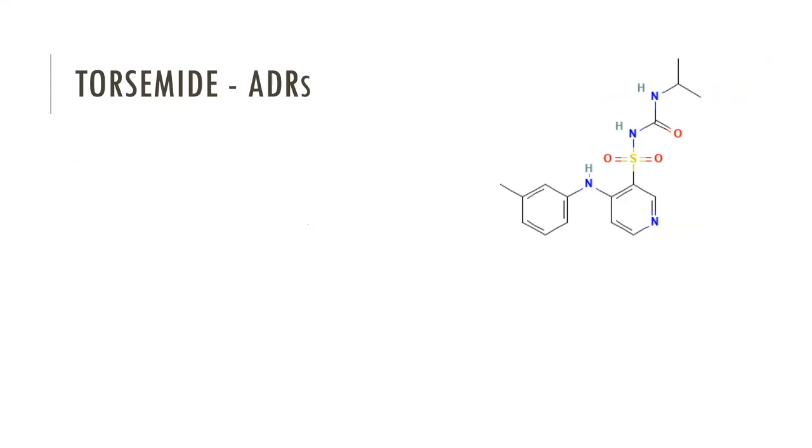Now I'm going to jump into the adverse drug reactions that may occur in patients taking torsemide, as they are closely linked to the mechanism of action that we just discussed. Loop diuretics, including torsemide, may lead to AKI due to fluid loss, but torsemide may be associated with less risk of AKI when compared to furosemide.